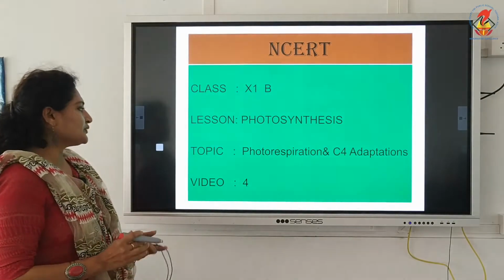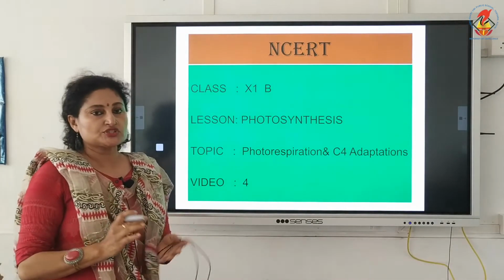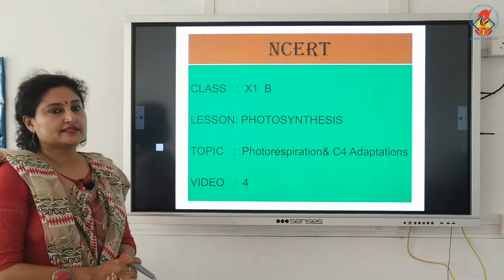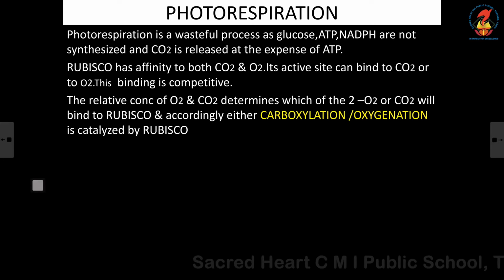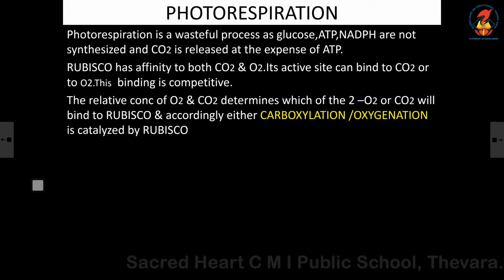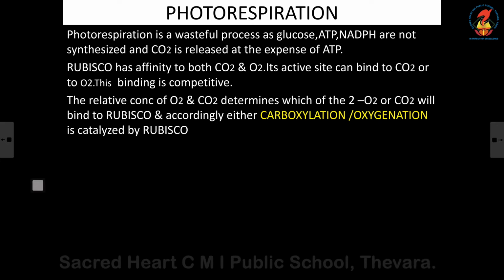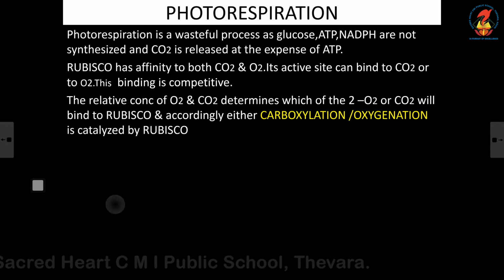Hi children, in this video I will be dealing with the process called photorespiration and the adaptations of C4 plants. So first let me deal with photorespiration, and that stems from a particular enzyme called rubisco.